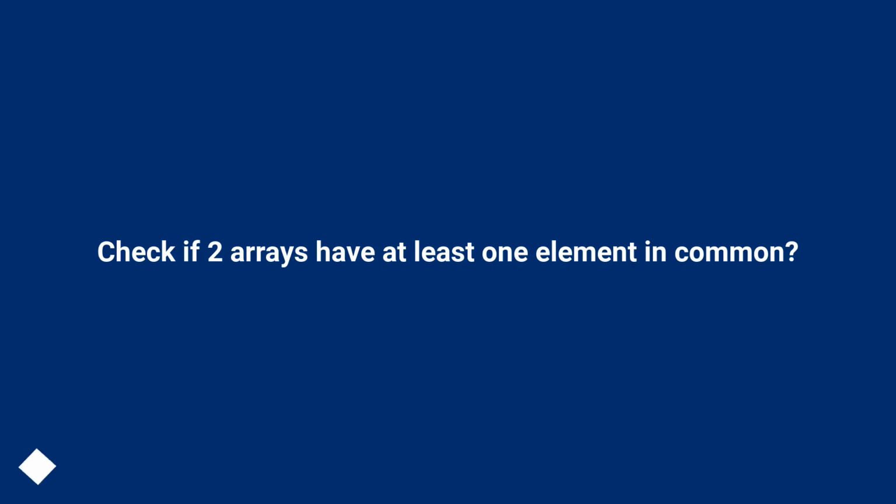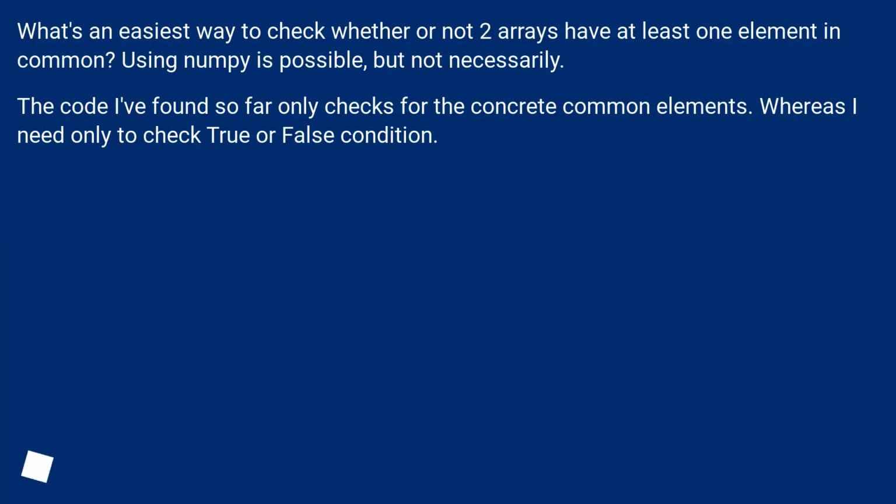Check if two arrays have at least one element in common. What's the easiest way to check whether or not two arrays have at least one element in common? Using numpy is possible, but not necessarily. The code I've found so far only checks for the concrete common elements, whereas I need only a true or false condition.